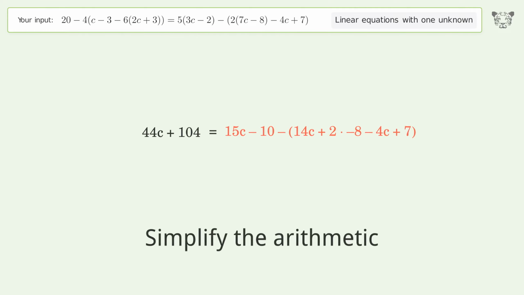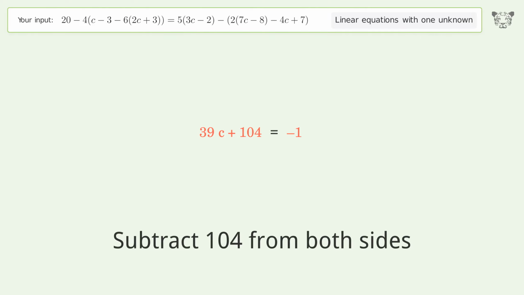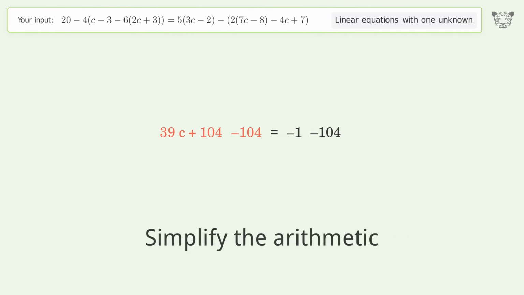Group like terms. Simplify the arithmetic. Group like terms. Simplify the arithmetic. Group all constants on the right side of the equation. Subtract 104 from both sides. Simplify the arithmetic.